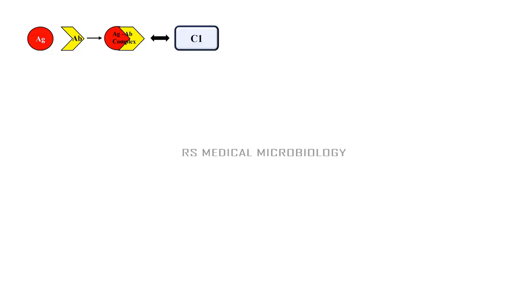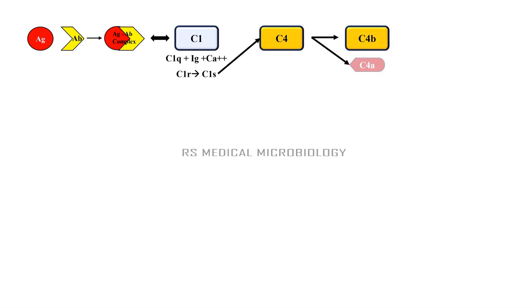So first you need an antigen, then you have an antibody. Once they form an antigen-antibody complex, the C1 complement is activated. Now C1 has three parts: C1R, C1Q, and C1S. In the presence of calcium, the C1S will activate the C4 molecule. The C4 molecule will split up into C4A and a bigger fragment C4B. Now this C4B combines with the previous C1 and forms C14B.